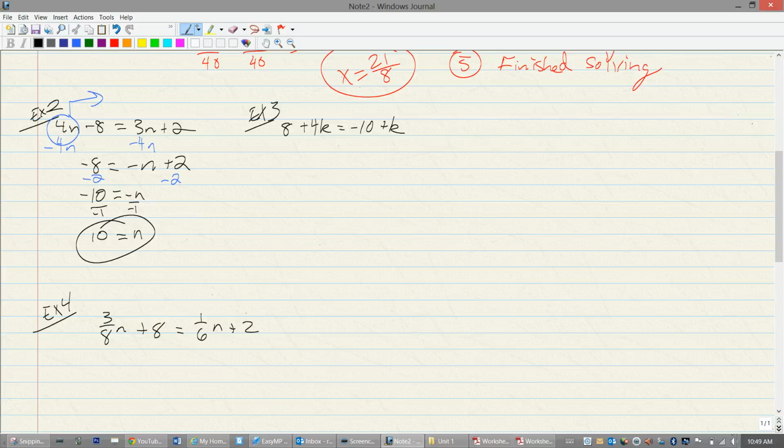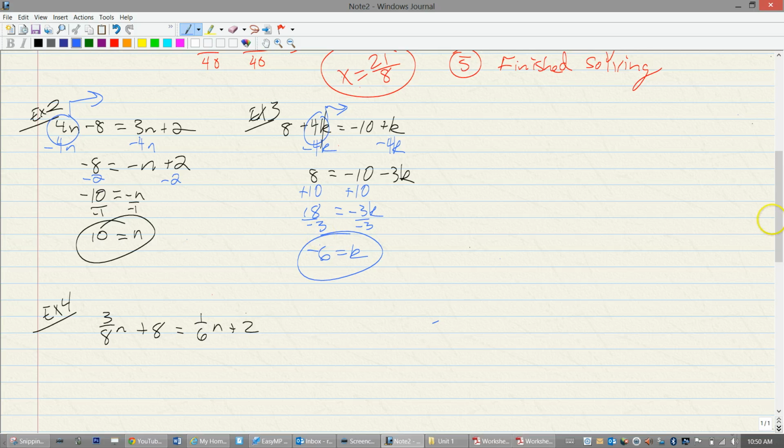So rock the next one. I'll walk you through the next one, example 3. So we're going to move. You guys like moving, we started moving the variables to the right. So we're going to do that. So we're going to minus 4k. So that makes 0 over there. And we get 8 equals -10 minus 3k. Right? Then we're going to add 10 to both sides. And we're left with 18 equals -3k. And divide by -3. -6 equals k.